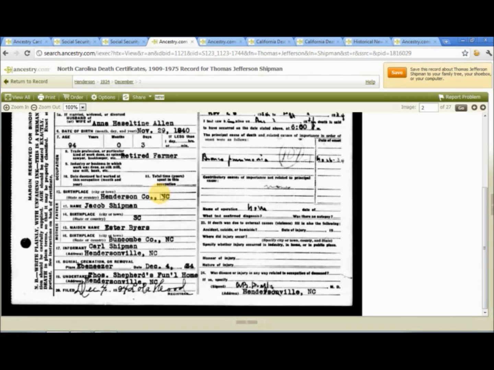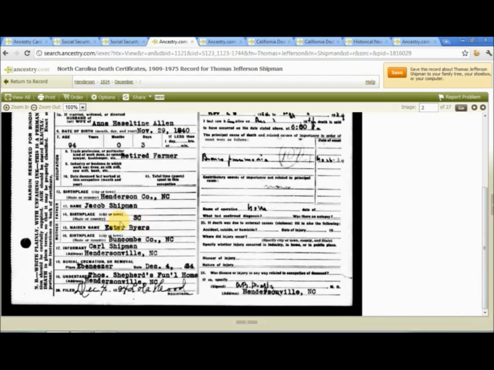As a matter of fact, I was just in Henderson County in May doing some research. It's very, very rural. And so if the people were born and lived and died outside of incorporated cities, you're not going to be able to fill in a town because there wasn't one. So in this case, Henderson County, North Carolina is in fact his actual birthplace. Now, here comes some really good genealogy gold. Just below the birthplace, it lists his parents' names. You'll see here that his father's name is Jacob Shipman, and Jacob was born in South Carolina.